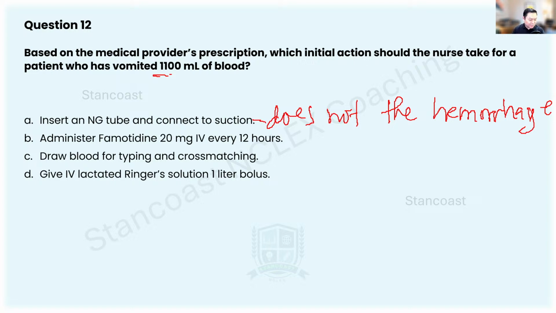Okay, so I'm seeing letter D. So letter A, insert a nasogastric tube. It doesn't address the hemorrhage. It can be done at a later time for maybe a diagnostic procedure, but not this time. Letter B, administer famotidine 20 milligrams IV Q12 hours. This is what? A H2 receptor blocker or antagonist.